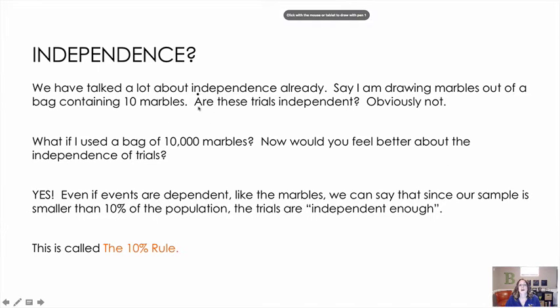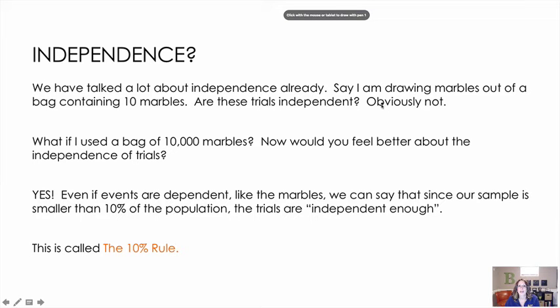So again, we've talked a lot about independence. Say I'm drawing marbles out of a bag containing 10 marbles. Are these independent? Obviously, no, they're not, because there's 10 marbles, and so that probability is going to change drastically if I take one marble out of the bag. What if I had a very large bag and I had 10,000 marbles and I'm just taking one of them out? Now, would I feel better about independence? Yeah, I would, because although the probability will change a tiny little bit, it'll be so small that it'll be virtually insignificant.